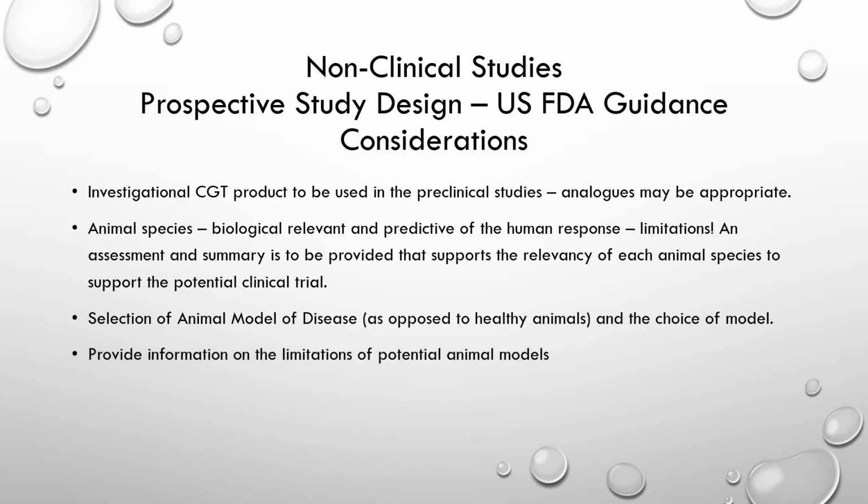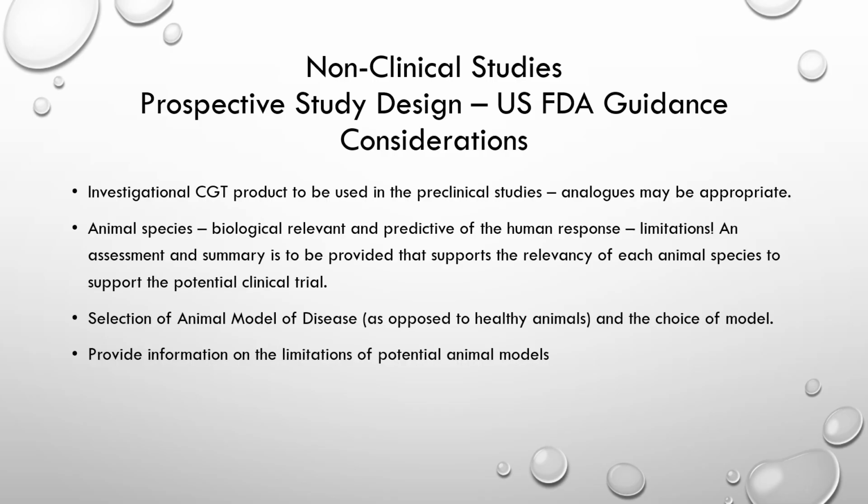And the other thing is that, as we said, there are limitations with regards to animal species and animal disease models, and you need to provide that information and discuss the limitations of the potential animal models. So that's a requirement. I also wanted to make a point that before you do any of your definitive preclinical studies, the FDA do recommend that you conduct some in vitro studies and some in vivo pilot studies to establish your biological relevance of the specific animal species to the investigational product.